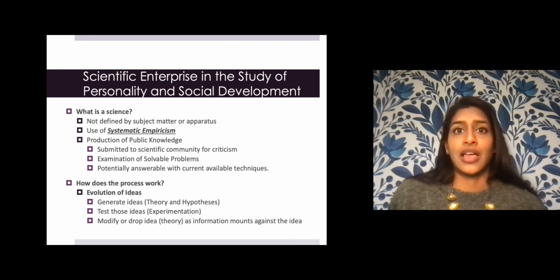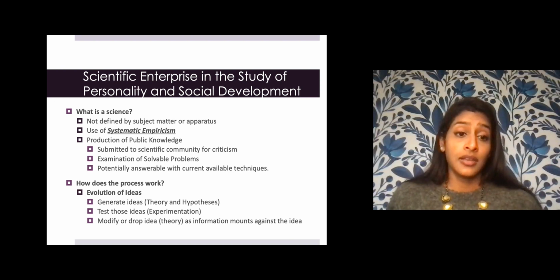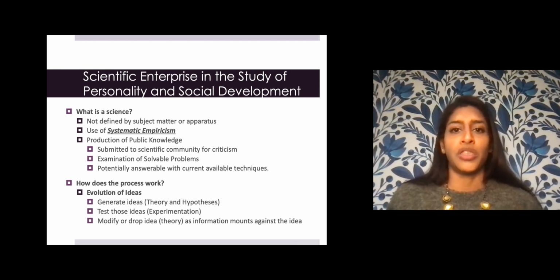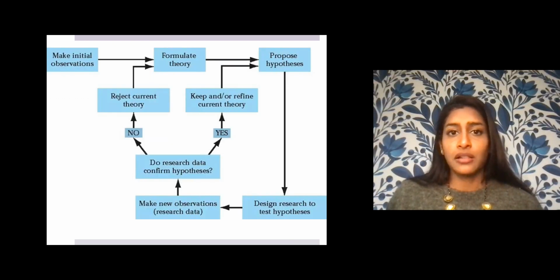So if we have a lot of data that supports our theory, great, we can continue on. But if we find a lot of data that suggests, this probably isn't working, this isn't what we thought, then we need to take a step back and we need to modify that theory. So what does that look like?